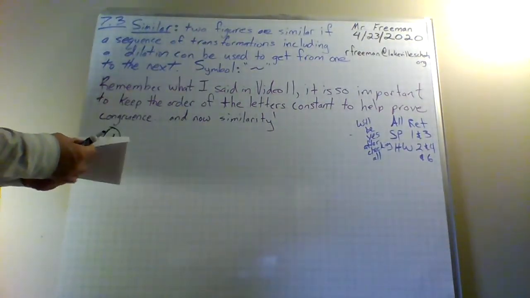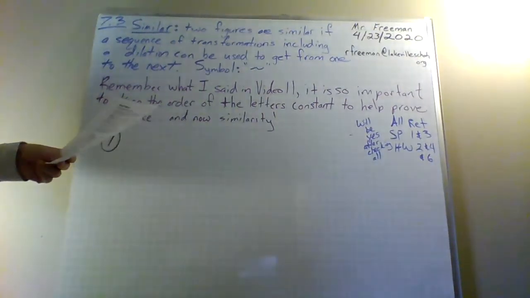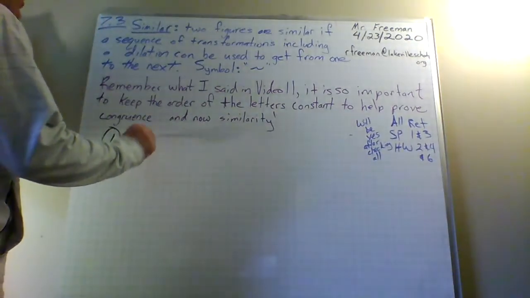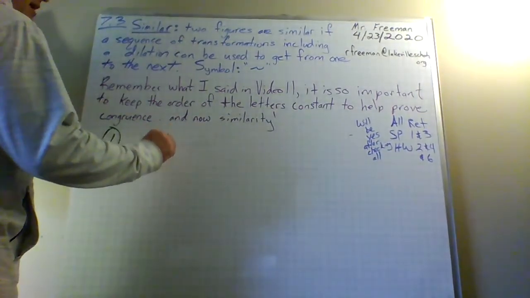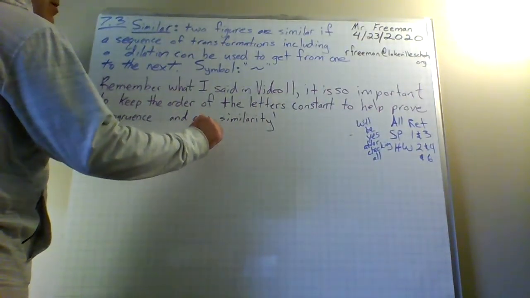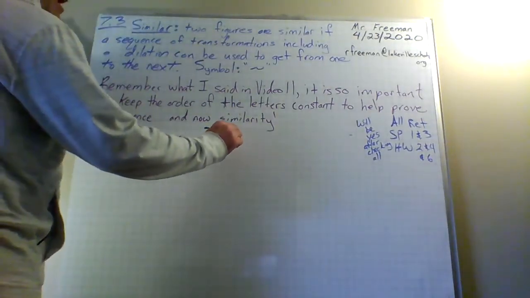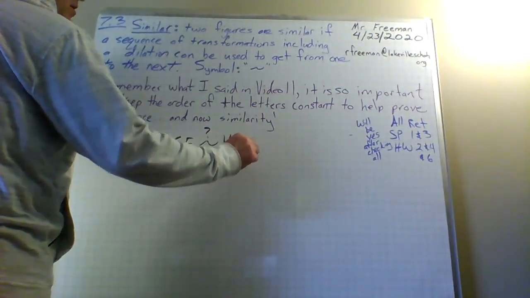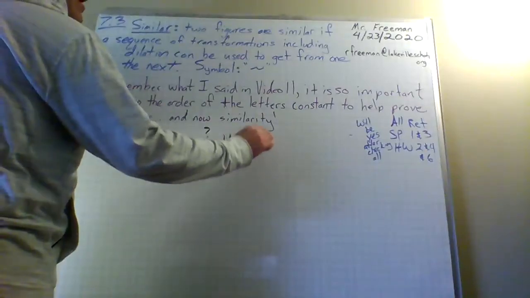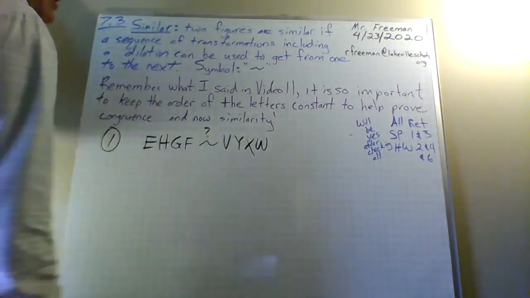Number 1 at the bottom says, if I go in the same order and I say EHGF for the first one, we want to know if that's similar to, if I labeled that one EHGF, to go in the same order, I would have to say V, Y, X, W. Okay? So we're going to try to see if these are similar.